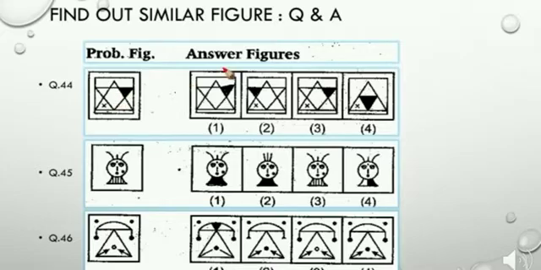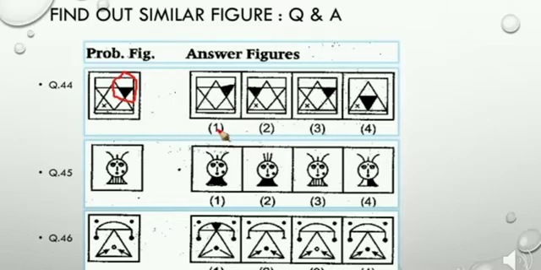Let's go to question number 44. In this question there is a problem figure given and there are 4 options given. We need to find which of the answer figures is exactly similar to the given problem figure. What we can do in this question is select one portion in the problem figure, and we need to check whether this portion is exactly available in the given answers.